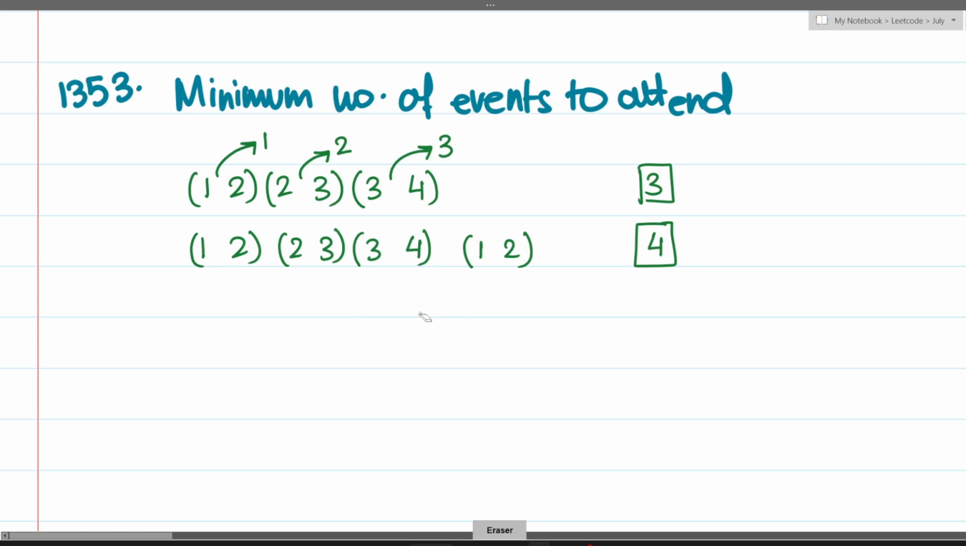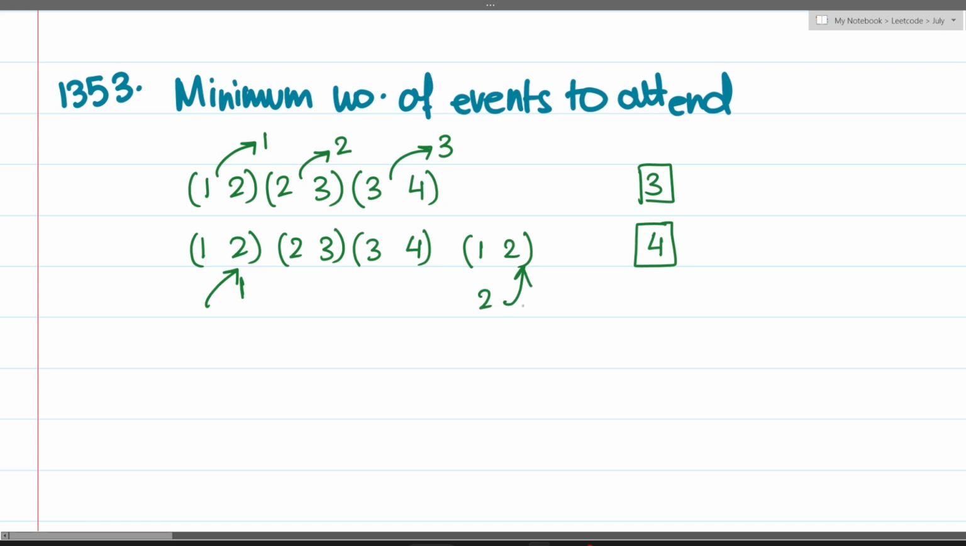Similarly, I'm going to attend this particular event at day 1. Now you see, if I attend this one at day 2, that means I won't at all be able to attend this event, isn't it? So I'll say, okay, hold on. I will say to this event, hold on. On day 2, I will attend this particular event, right?